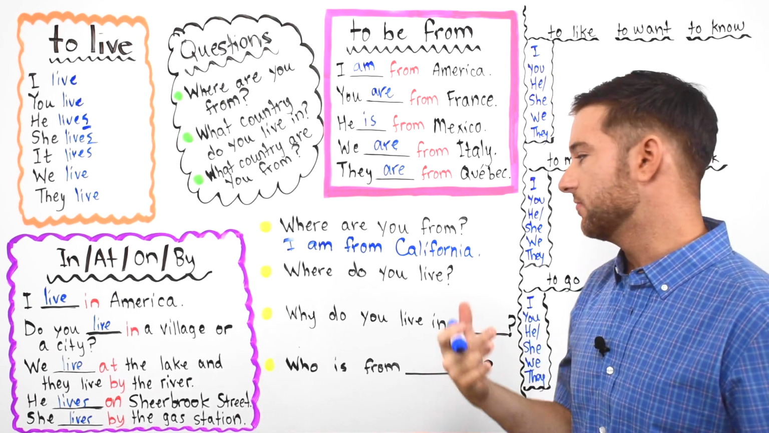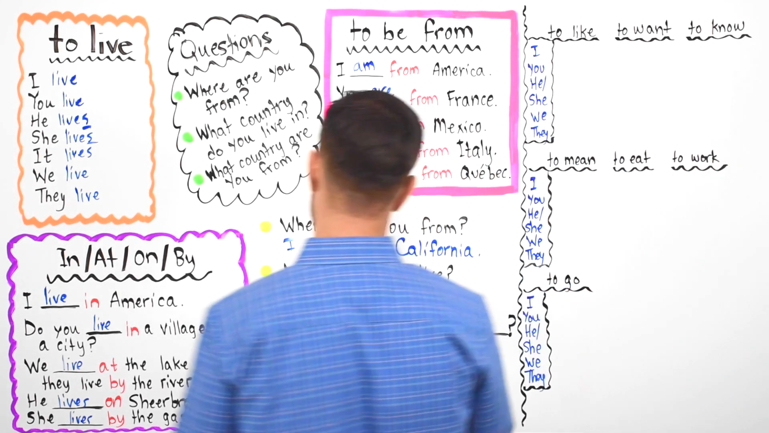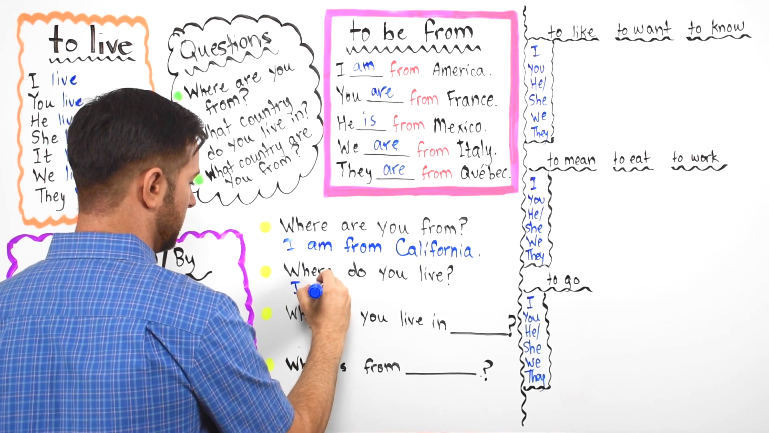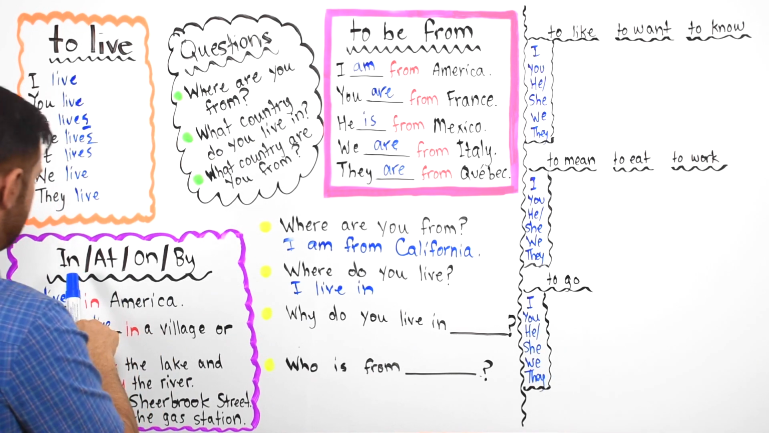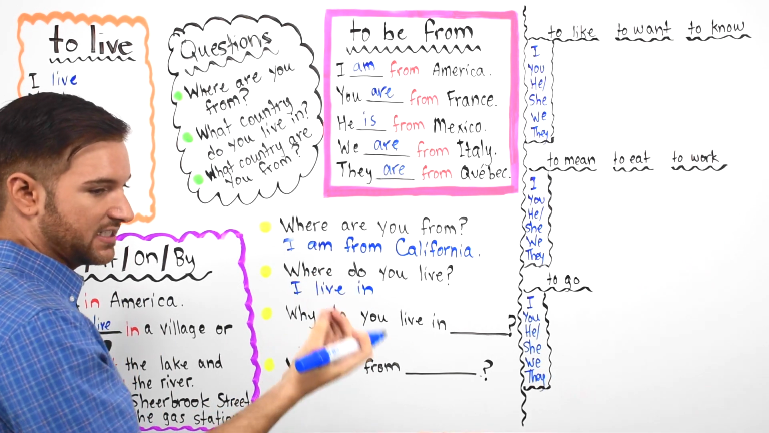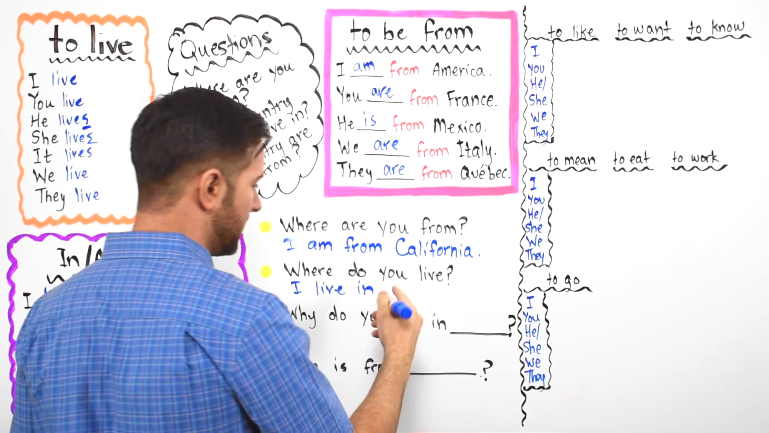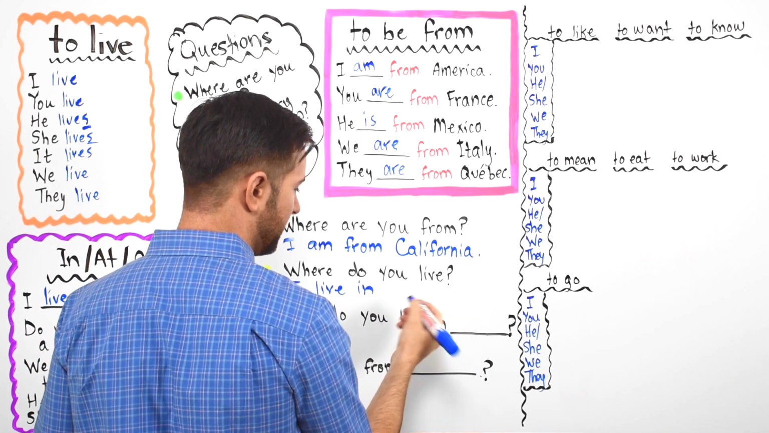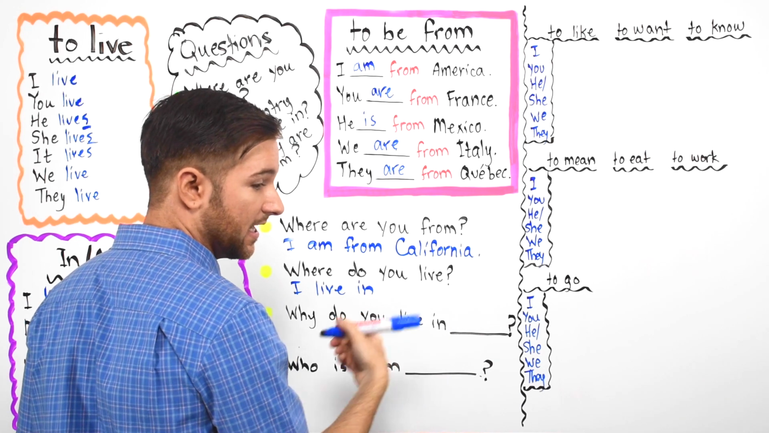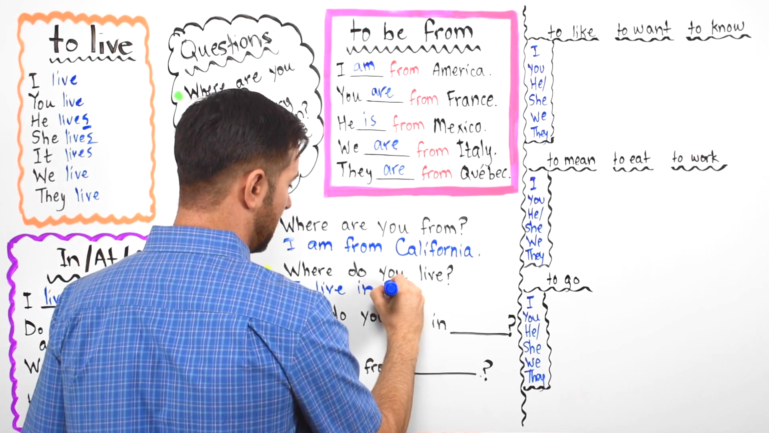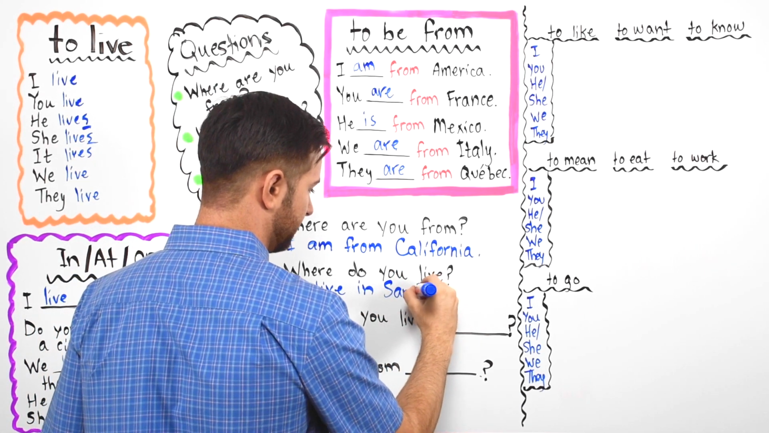Like, where do you live? What city do you live in? And you can say, I live in... We're going to use the preposition "in" here because we're talking about a specific spot. You could say, I live in, and then the name of the city. I live in Paris. I live in Madrid. I live in Mexico City. I live in New York City. I live in San Francisco.